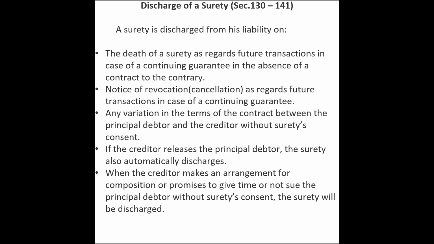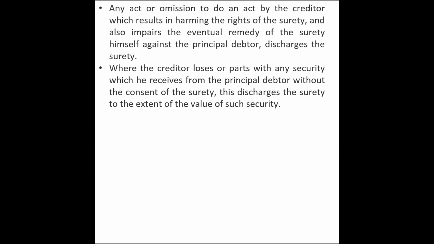The next one is, if the creditor releases the principal debtor, the surety is automatically discharged. That is, if the principal debtor pays all the amount to the creditor, the surety is, by default, discharged. Then, when the creditor makes an agreement for composition or promises to give time, and does not give time to the principal debtor, and all this happens without the knowledge of the surety, the surety may get discharged from his contract. Another one is any act or omission by the creditor. That is, if the creditor does some act that may harm the rights of the surety, he is automatically discharged from that contract.